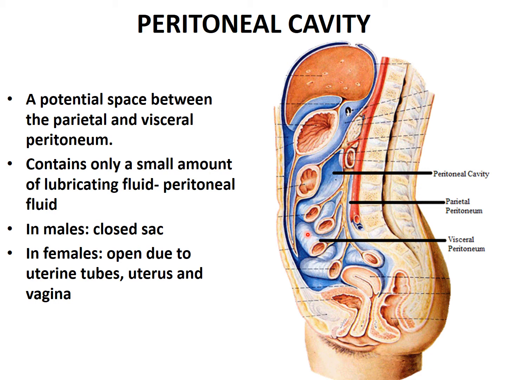This peritoneal sac is closed in case of males, but it is open in case of females because of the uterine tubes opening into the peritoneal sac, and through the uterine tube it is open to the exterior by the uterine cavity and the vaginal cavity.